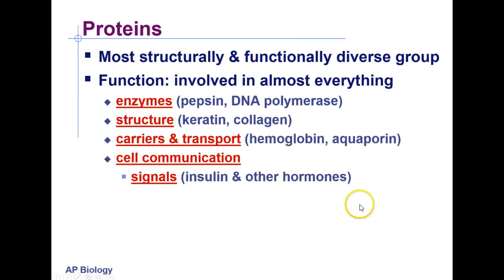Here's some examples. Proteins can be our enzymes like the pepsin that helps digest food, the enzyme DNA polymerase which builds our DNA, the proteins in our skin like keratin and collagen that are the structure. They function as carriers and transporters, such as the hemoglobin on our red blood cells carrying oxygen, and aquaporin on cell membranes transporting water.